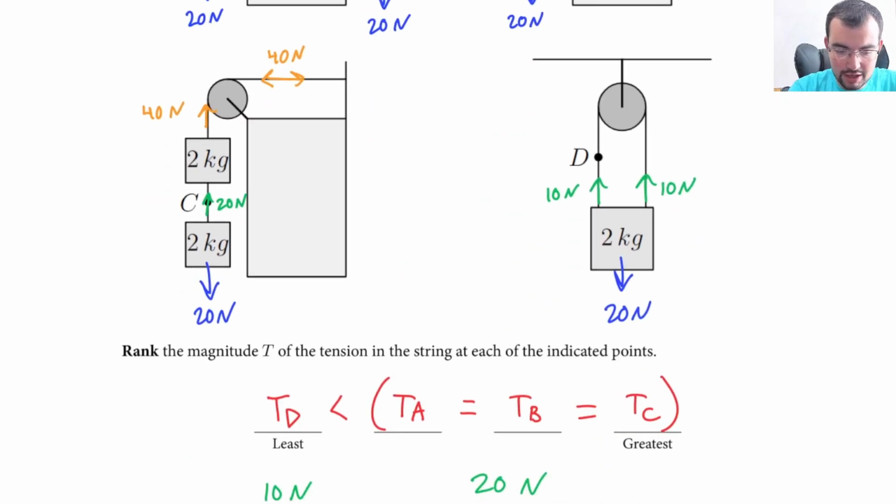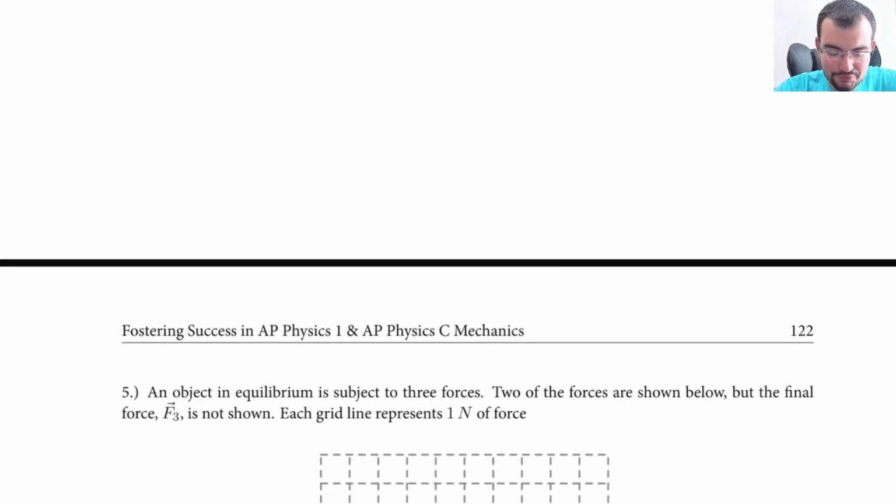So the only time it changed was because there was a break between this string and this string. That's why we got different tensions there. And here we just had two forces supplying the necessary balance, so it was half.